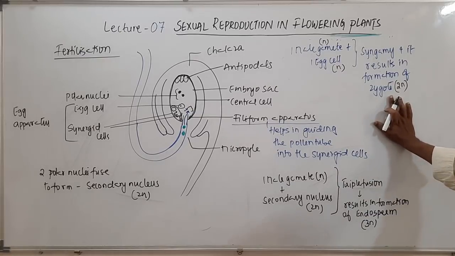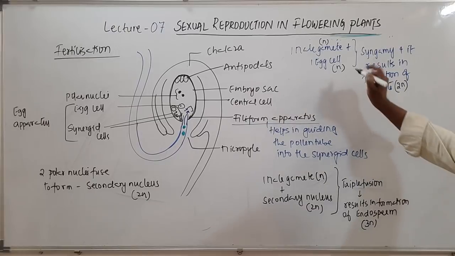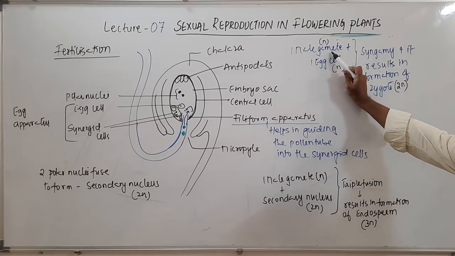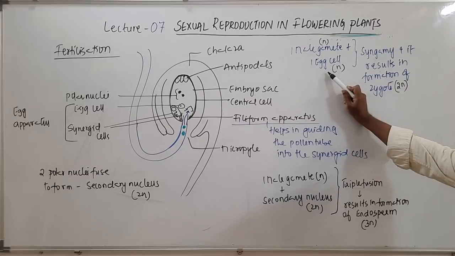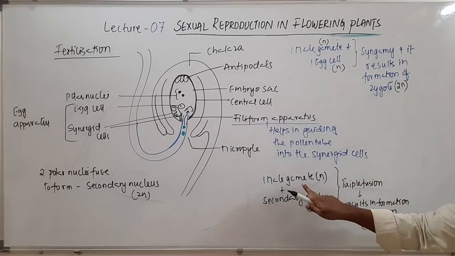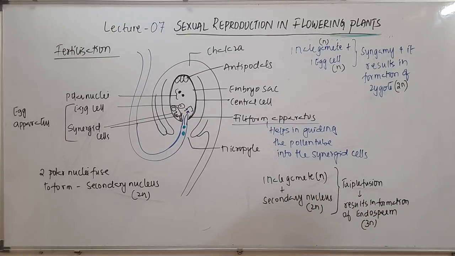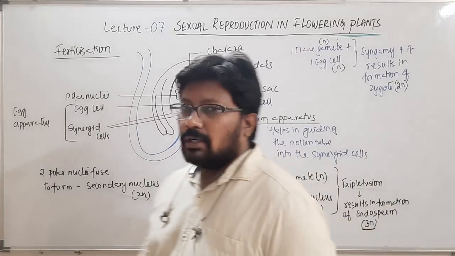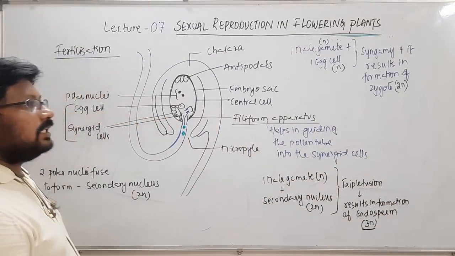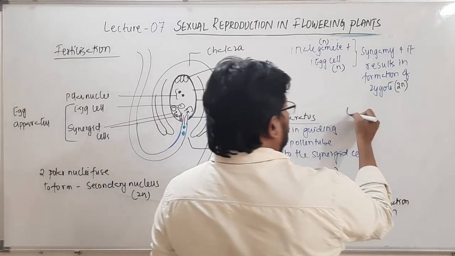Of course the zygote is diploid because it is formed by the union of one male gamete, that is haploid, with the egg cell which is also haploid. But this triple fusion is a result of one secondary nucleus which is diploid and one male gamete, that is haploid, finally resulting in the formation of a triploid endosperm. So endosperm is food for the developing zygote. I just mentioned that here.